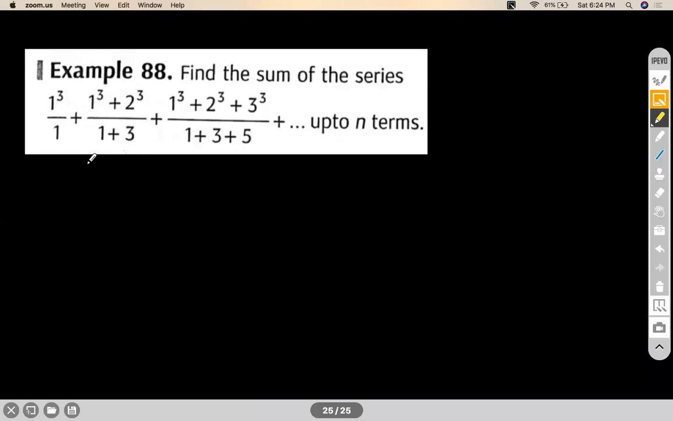this series: 1 cube by 1, plus (1 cube plus 2 cube) by (1 plus 3), plus (1 cube plus 2 cube plus 3 cube) by (1 plus 3 plus 5), up to n terms. I would request everybody to give it a try. Take around 1.5 minutes. No need to simplify your answer. If at all the answer is quite complicated, leave it up to that extent. But yes, we'll definitely verify our results.